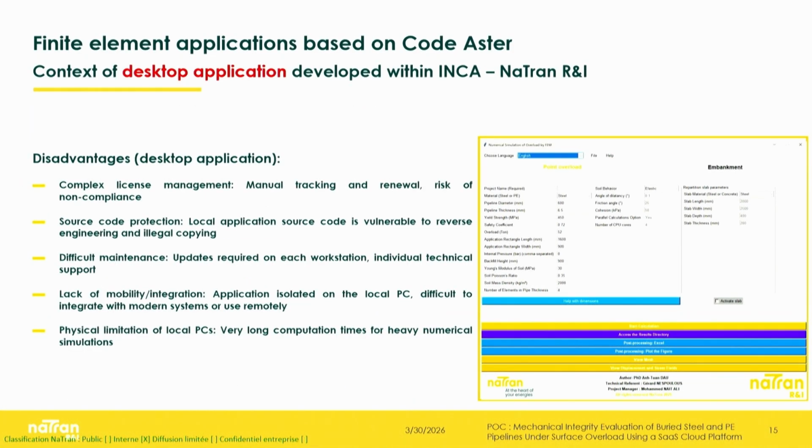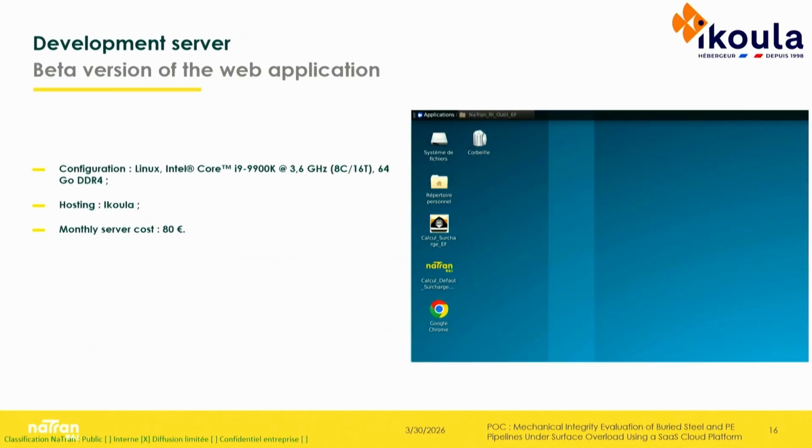However, a desktop tool has several limitations. This slide explains why we decided to move from the local application to a web platform, which automates both calculation and processing, while avoiding licensing constraints, maintenance issues, security risks, and performance limitations. The application is deployed on a Linux server hosted by Icola. The monthly operation cost is 18,000.